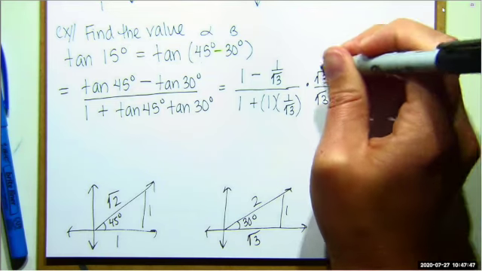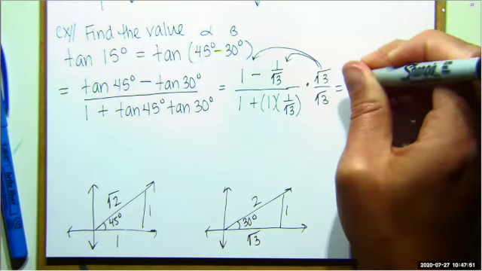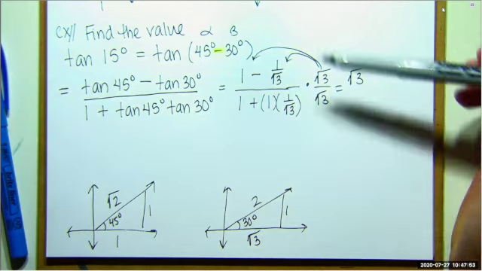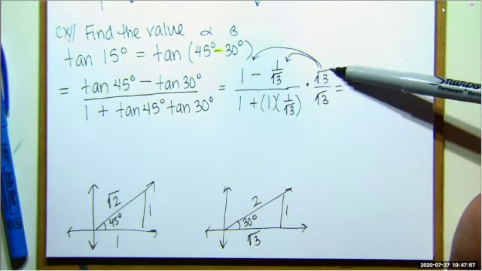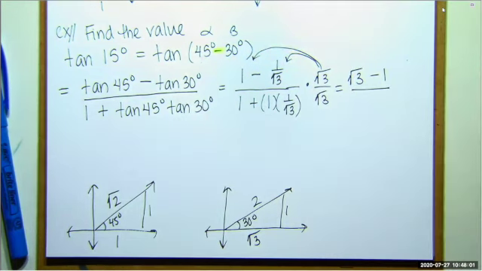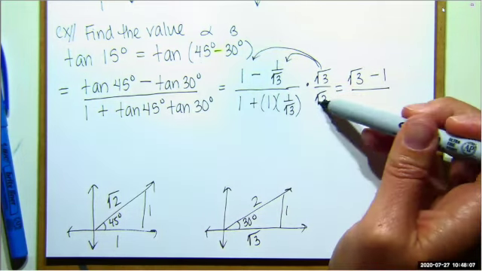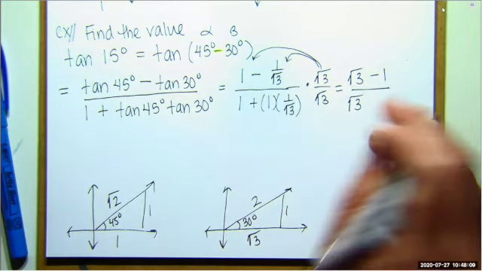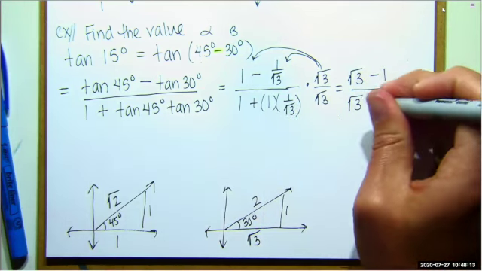So root 3, I need to distribute to both of these terms. 1 times root 3 is root 3. And then here I have 1 over root 3 times root 3. These root 3s are going to cancel out, and it gives me a minus 1. In the denominator, again, I need to distribute to both of these terms. 1 times root 3 is root 3. And then this is 1 over root 3 times root 3. The root 3s cancel, and we just get plus 1.